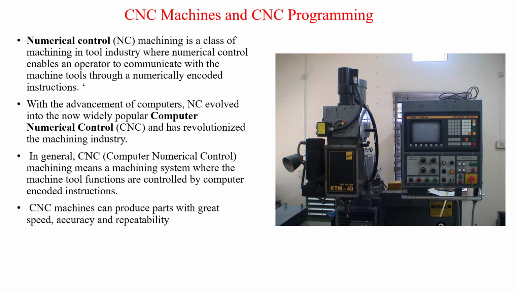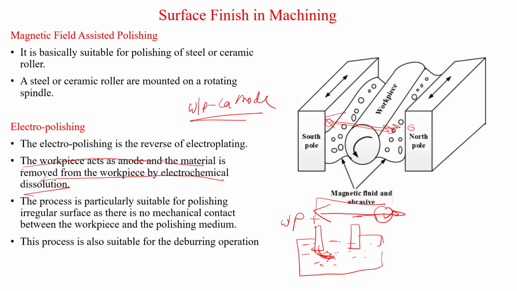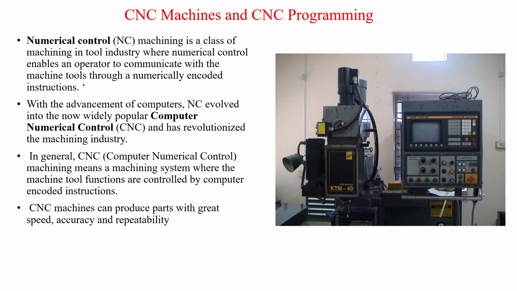Now we will see CNC machines and CNC programming. Can anyone tell me the full form of NC and CNC? Computer numerical control. Okay, fine. So NC is numerical control and CNC is computer numerical control.